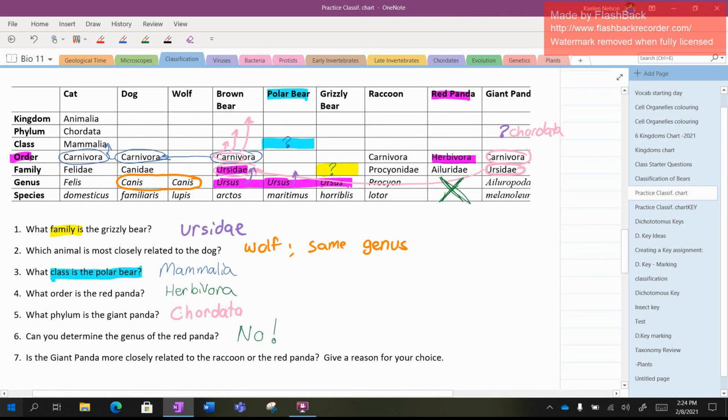And the last question, is the giant panda more closely related to the raccoon or the red panda? So I'm going to look at my giant panda, and I can see that it's a carnivore, and the raccoon is also a carnivore, but the red panda is a herbivore, so it's actually more closely related to the raccoon. And the reason is that they are in the same order.